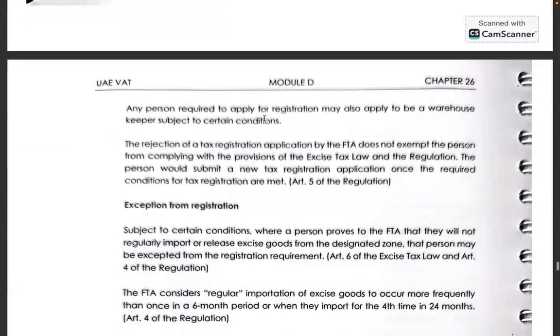Any person required to apply for registration may also apply to be a warehouse keeper subject to certain conditions. So any person who wants to apply for excise tax registration can also apply to become a warehouse keeper.